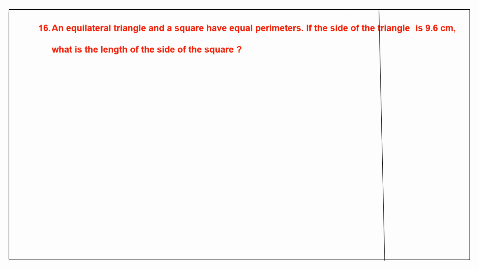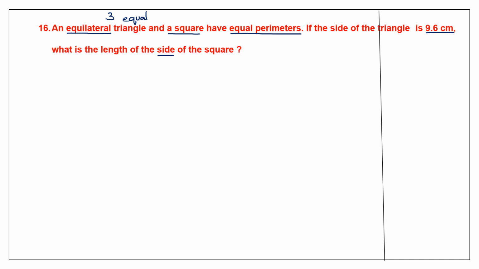Question 16. An equilateral triangle and a square. So what is an equilateral triangle? That means all 3 sides are equal. So an equilateral triangle and a square have equal perimeters. Now, if the side of the triangle is 9.6 centimeters, they're asking us to find the length of the side of the square.